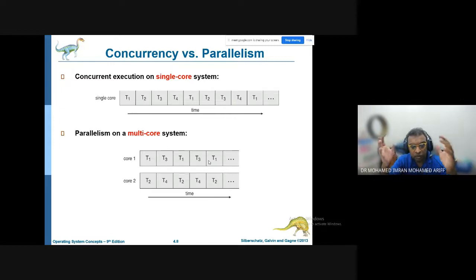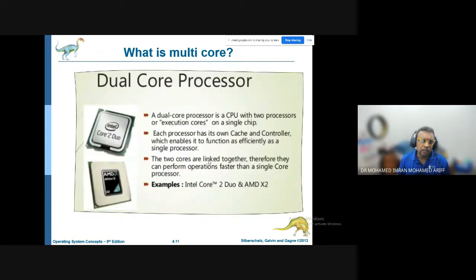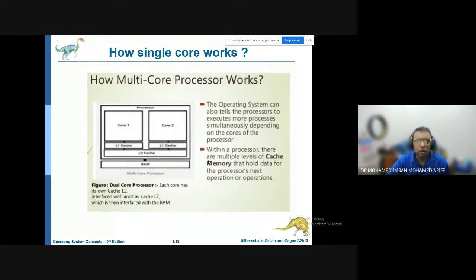You have to remember, in a multi-core system, the operating system allows users to run two processes on two cores. That means you have two threads. So process 1 has a thread, process 2 has a thread. All right, so that's a dual core. How multiple core processing works: the operating system also tells the processors to execute more processes simultaneously, depending on the cost of each processor.